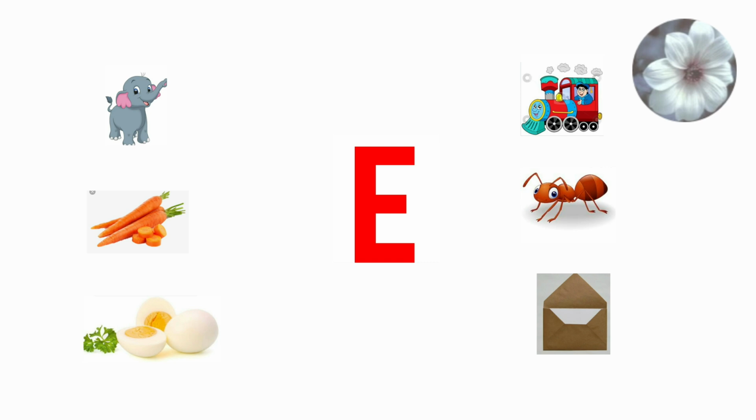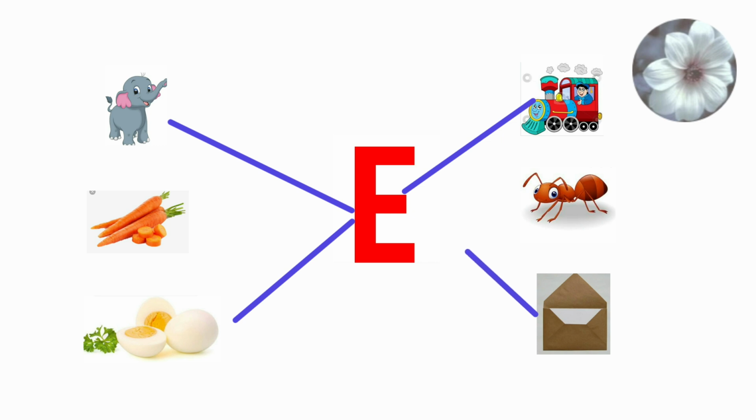Elephant starts with letter E. We can mark letter E. Next ഏതാണ്? Egg starts with letter E. Egg. പിന്നെ ഏതാണ്? Engine also starts with letter E. പിന്നെയോ? Envelope. What is the beginning sound of envelope? A. So, E makes the sound A.